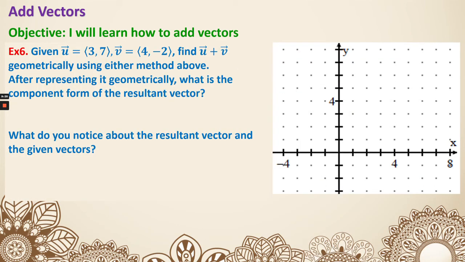Moving on, example 6. We are doing the same thing as example 5, but afterwards it is asking us to write the resultant vector. So let's draw u first. U is 3, 7, which is right here. That is our u. V is 4, -2. So that is our v.